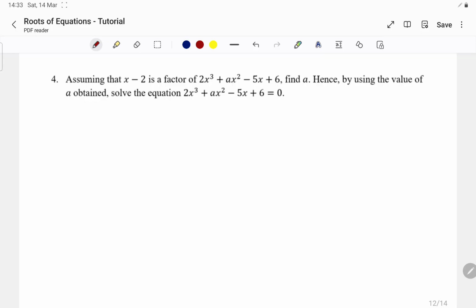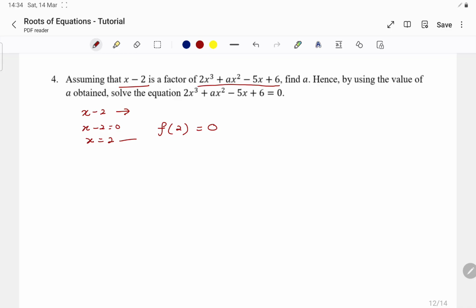They say x minus 2 is a factor of the equation that we have here. When they say x minus 2 is a factor, you let this equal to 0, so you will get x is equal to 2. So this x equals 2 is actually a value. When we substitute inside the function, we will get equal to 0. The remainder is equal to 0.